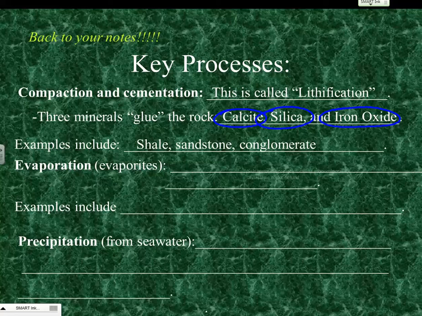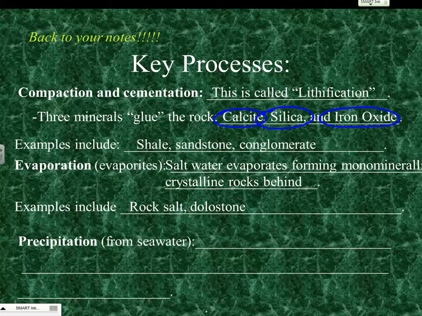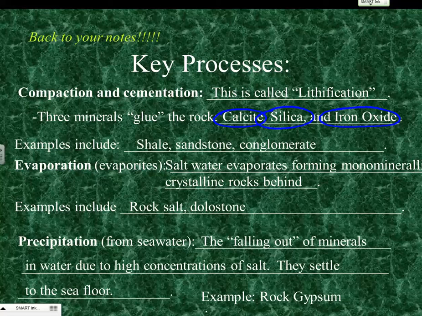All right, the next key process, evaporation, the evaporites. These rocks form from, remember, the salt water evaporating, sometimes precipitating, to form monomineralic crystalline rocks, one-mineraled crystalline rocks. Rock salt and dolostone are two examples from your reference tables. Precipitation from seawater, the falling out of minerals because of a high concentration of salt in that water, and they will settle to the seafloor and form layers eventually. Rock gypsum is a great example of that. Even limestone around here is a great example of that, even though your reference tables make it kind of difficult to understand.